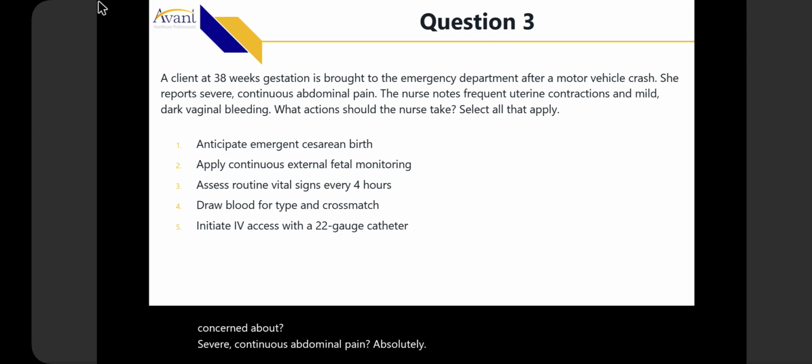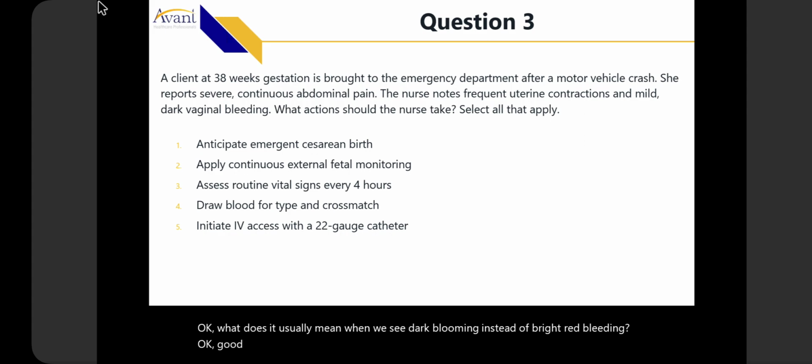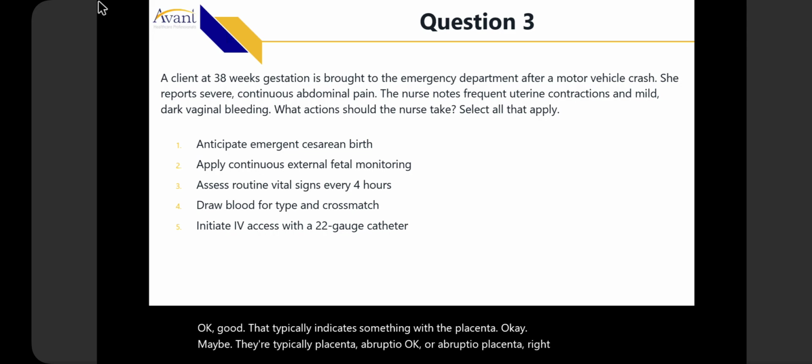All right. That's important. Yep. The dark vaginal bleeding. Okay. What does it usually mean when we see dark bleeding instead of bright red bleeding? Okay, good. Yeah. That typically indicates something with the placenta. Typically placenta abruptio, or abruptio placenta, right? All right. So dark bleeding is typically something with the placenta.